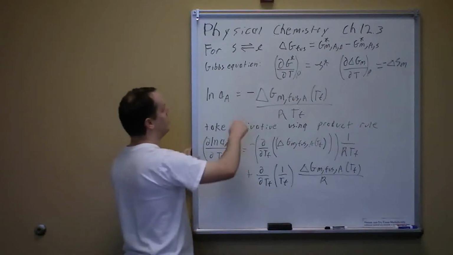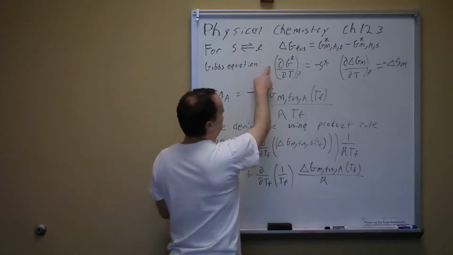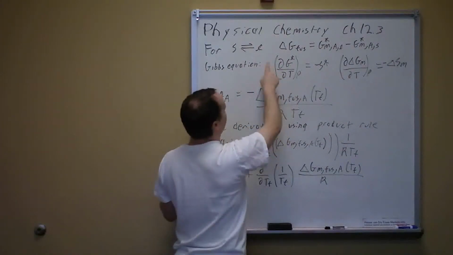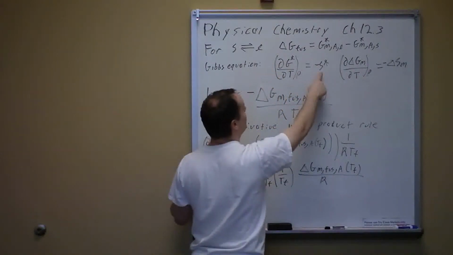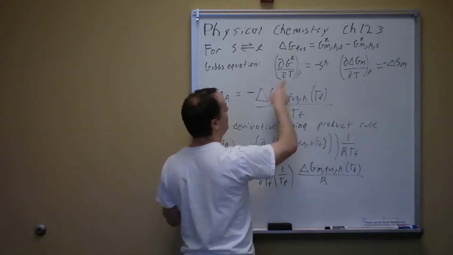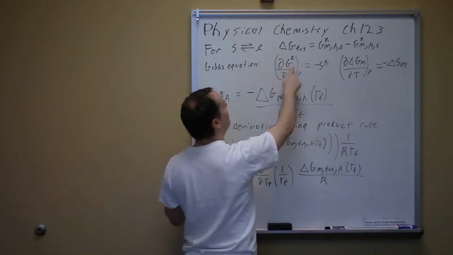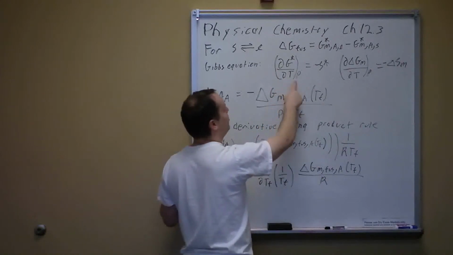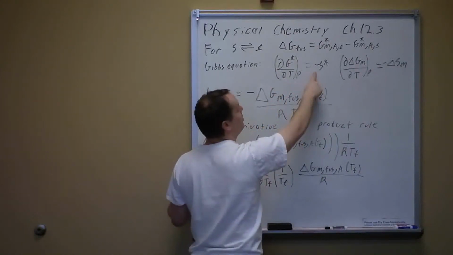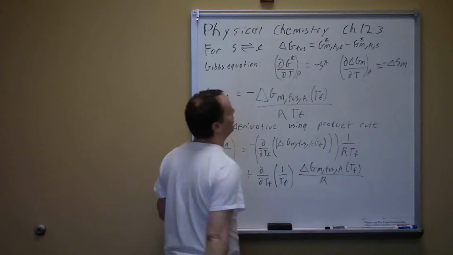Now remember the Gibbs equation, well, one of them anyway: the derivative of Gibbs free energy with respect to temperature holding pressure constant is minus entropy. That would still be true even if it's in a pure state. So the derivative of the Gibbs free energy for the pure substance with respect to temperature holding pressure constant is equal to minus the entropy of the pure substance.